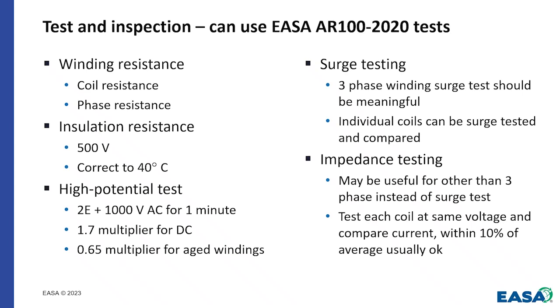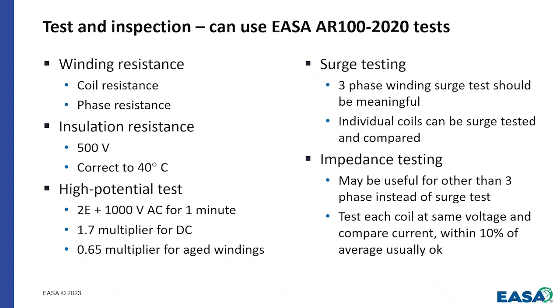If you have a 3-phase machine, your surge test should be meaningful. If you're working something like a 5-phase switch reluctance, the surge test is not going to be all that helpful because your test equipment's just not built for it. But we can individually surge test these coils just like you might an interpole or a series field coil in your shop. Impedance testing, where we pass a low voltage AC through the coil, measure the current, and compare each coil, you could do as well, just to have some indication that you're not dealing with a turn short.